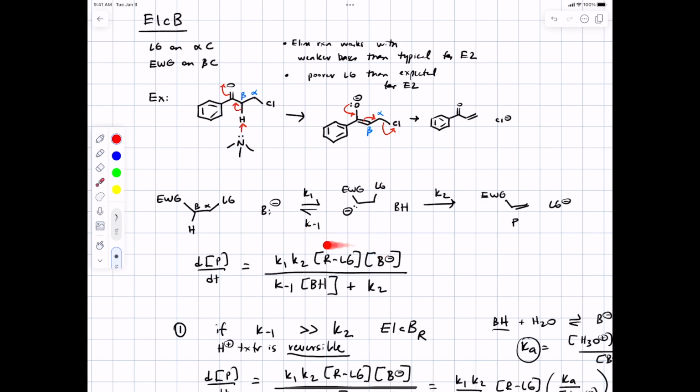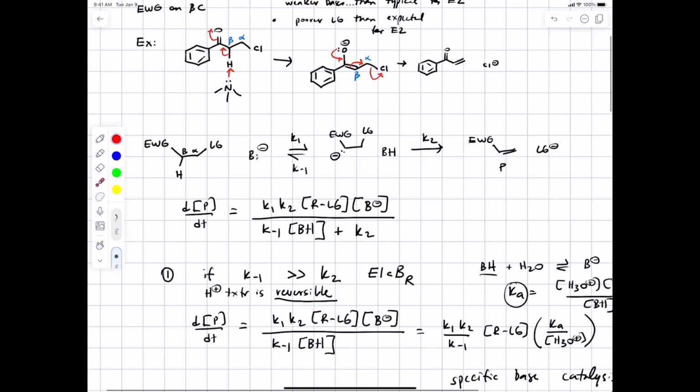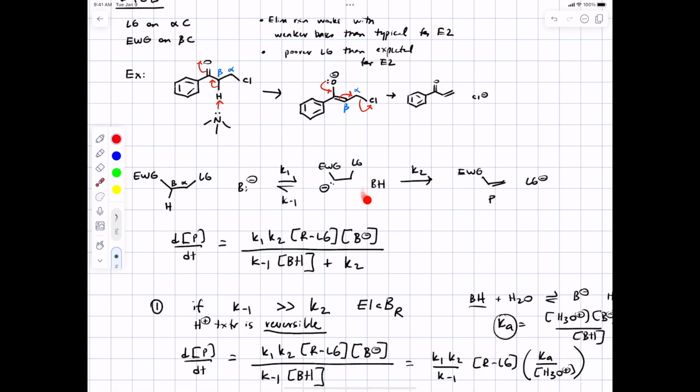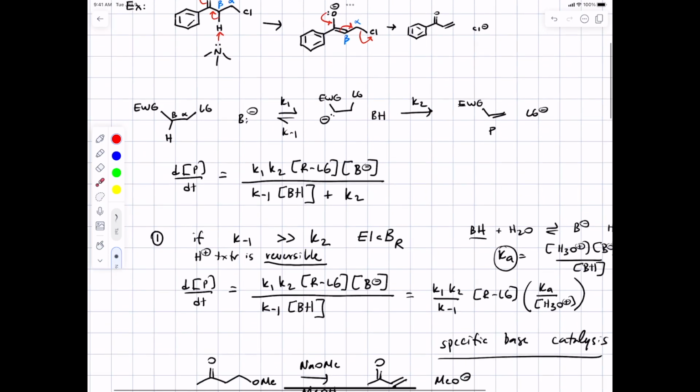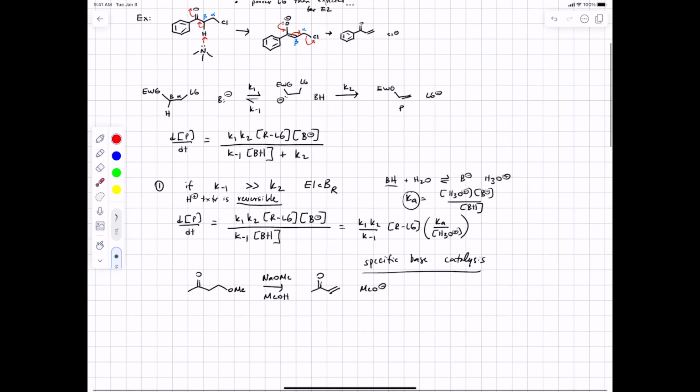And if you make the steady state approximation in this carbanion, this deprotonated starting material, and then solve for that, you end up with this sort of kinetic scheme where the numerator has the alkyl halide and the base. The denominator has the conjugate acid of your base, and this K1 step, that's the backward step, and then K2 is moving forward.